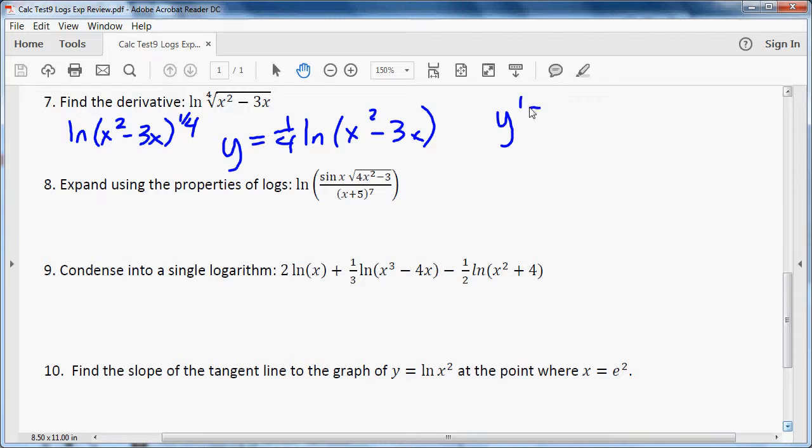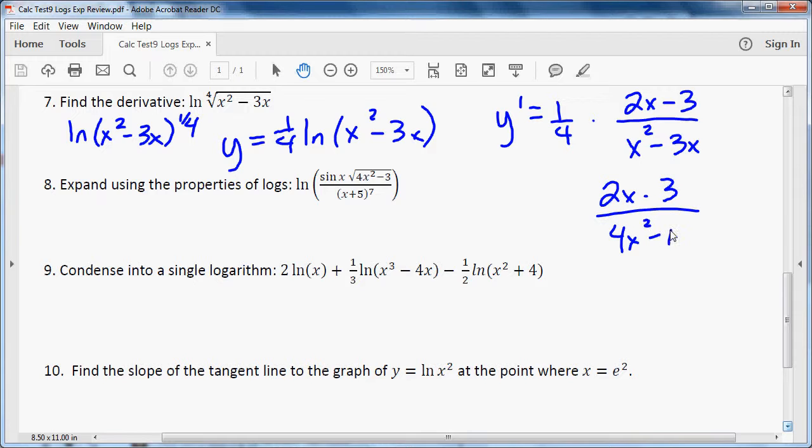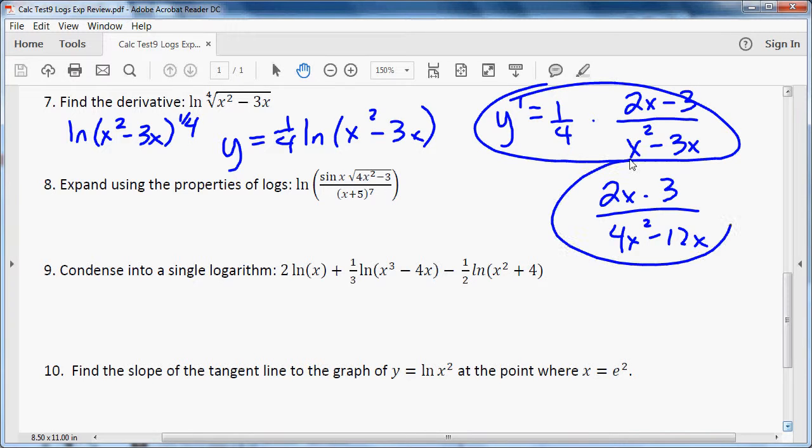Okay, number 8, we're using the properties of logs. Notice, no derivative, just the properties. I would recommend starting by separating the multiplying and dividing into adding and subtracting. So first I'll have the natural log of sine x, and I was multiplying that right here by the square root. So I'll add the natural log of 4x squared minus 3 raised to the 1/2. I am rewriting the square root as a power of 1/2. And then I was dividing x plus 5 to the 7th, so I'll subtract natural log of x plus 5 to the 7th.